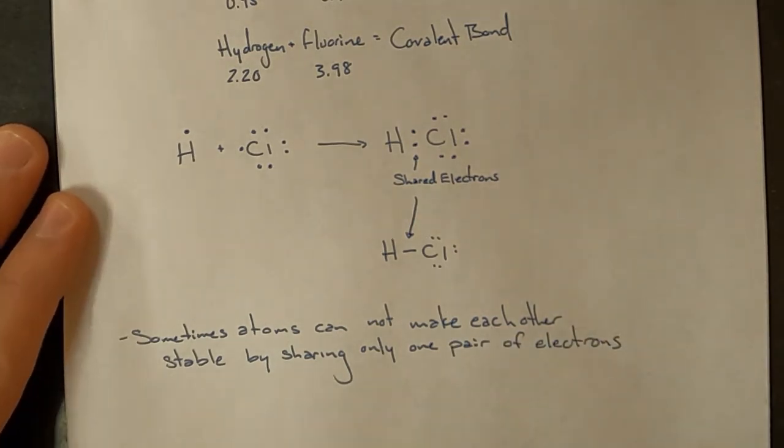And we'll look at 3 examples. We'll look at an example of 2 chlorine atoms, 2 nitrogen atoms, and 2 oxygen atoms. And I'm only going to show the valence electrons, the outer electrons, because they're the ones that are going to take place in these reactions.